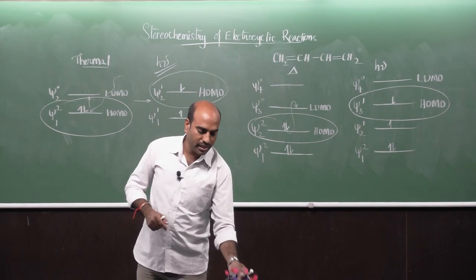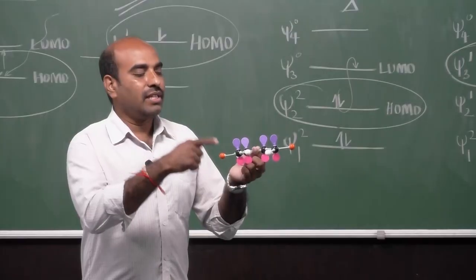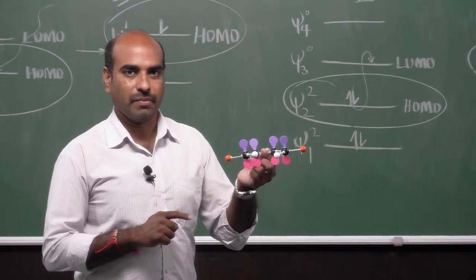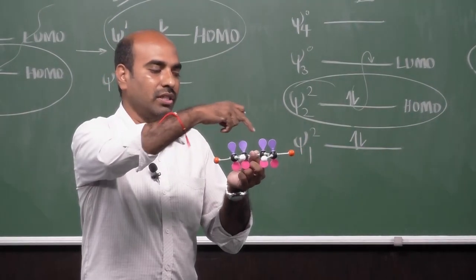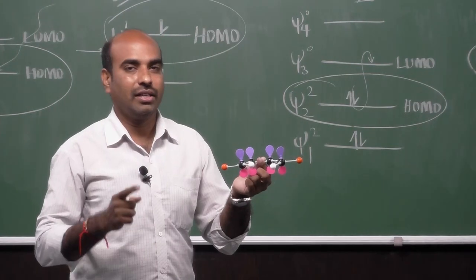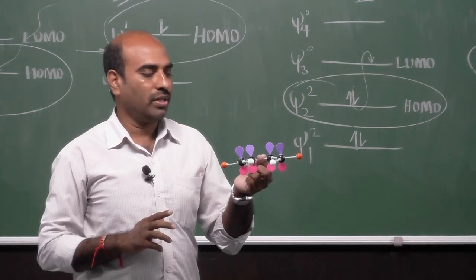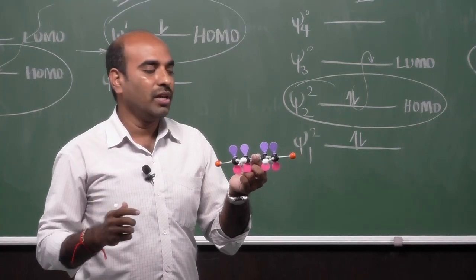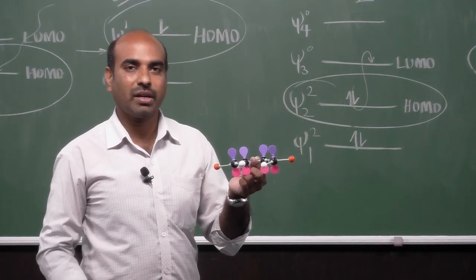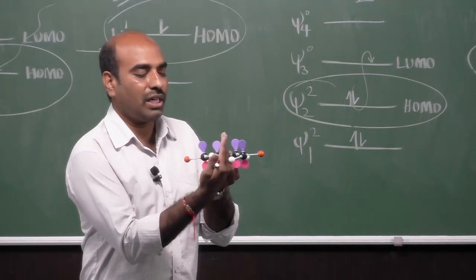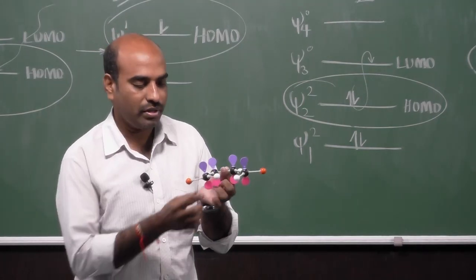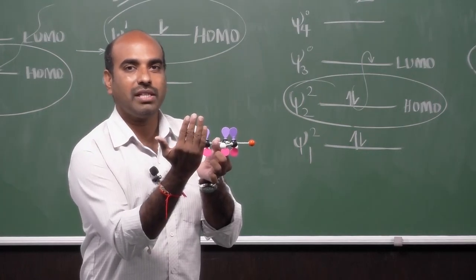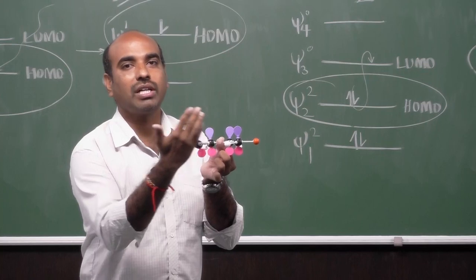Let us see this here. See the psi 1 molecular orbital of this butadiene. All the wave functions are the same, and I also told you that the psi 1 molecular orbital will have a mirror plane of symmetry. If you cut this molecule in half, that means if I cover this half, you are always capable of imagining what the other half is.